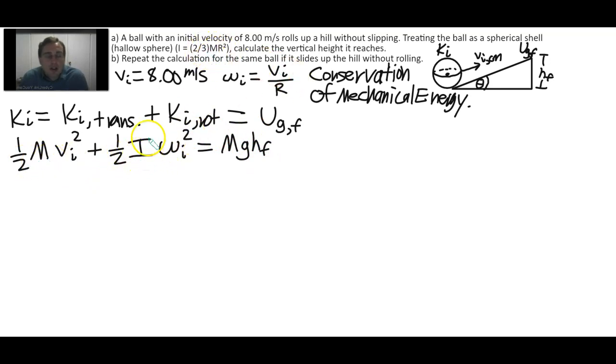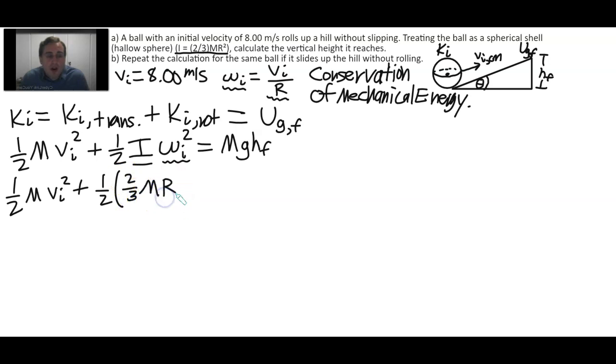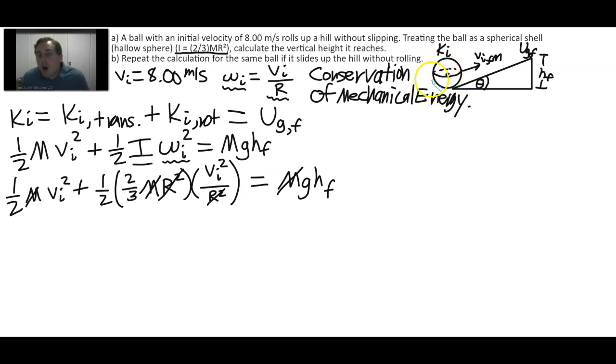Now let's put in the equation for the rotational inertia, and then the equation for the angular velocity. This goes right in here, and this angular velocity goes in here. So we have 1/2 m v initial squared plus 1/2 times 2/3 m r squared times v initial squared over r squared, equals m g h final. Okay, all looks good. Notice that all these masses will cancel. In other words, this is independent of mass. And notice that these radii will cancel, so it's not going to matter what the radius of this thing is. It turns out that all solid spheres, all hollow spheres, will make it to the same height, no matter what their radius or mass is, interestingly enough.